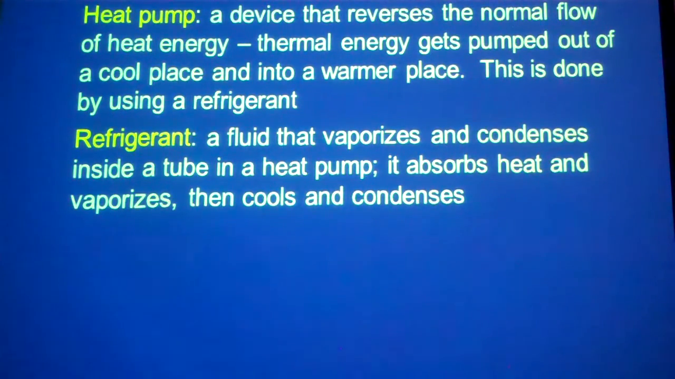The same thing is true in your refrigerator. So on the back of your refrigerator, although the inside of the refrigerator is very cold, the back of your refrigerator will be very hot, where this absorbing of energy and carrying it away by vaporizing and condensing, that takes the energy out and carries it back outside the refrigerator.